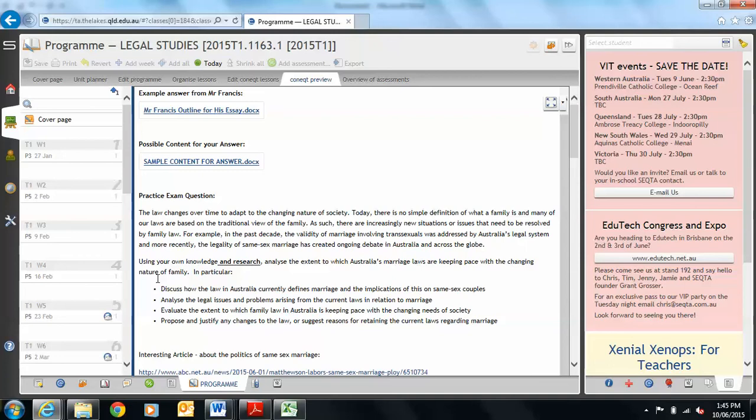In particular, discuss how the law defines marriage, what this means for same-sex couples. We've talked an enormous amount about this part of the definition of marriage. Analyse legal issues and problems from the current laws. Evaluate the extent to which the law is keeping pace with the changing needs of society, and justify changes to the law. So the question won't be exactly the same as this, but it's going to be along those same lines. And it will be an essay response, so don't fall into bullet points and headings.